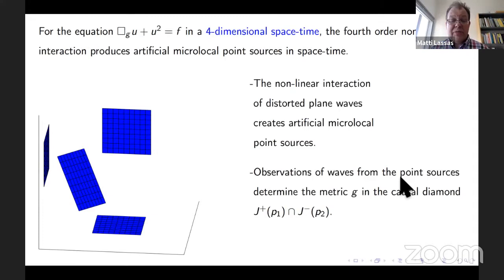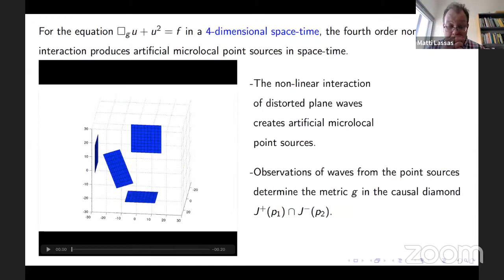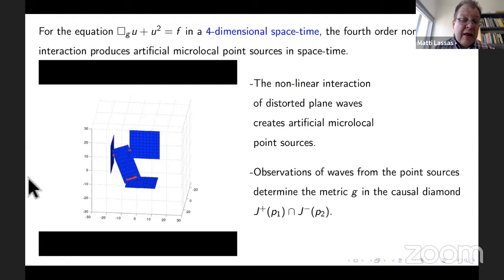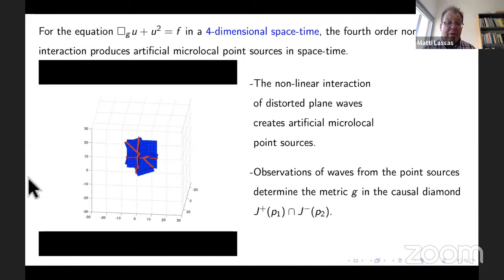So we consider the case when we have four plane waves, for instance. We send them together. I will show you the video soon. And when they collide, they create an artificial point source. Actually, they are microlocal point sources because we can only analyze their singularities. So let's look at how this goes. Now the waves start to propagate. Soon they start to interact. Nothing happens. But at some point, all these four plane waves interact at the same point of space-time. They interact now. And then at this point where they interacted, there was suddenly a point source that sends a spherical wave that goes in all directions.